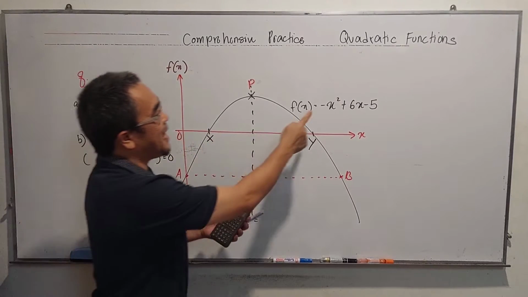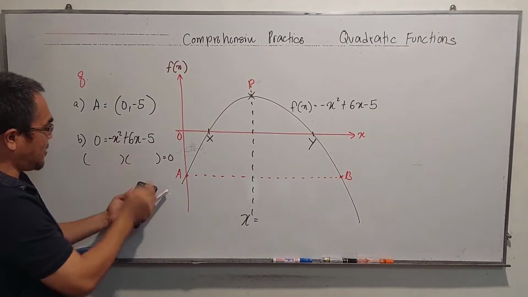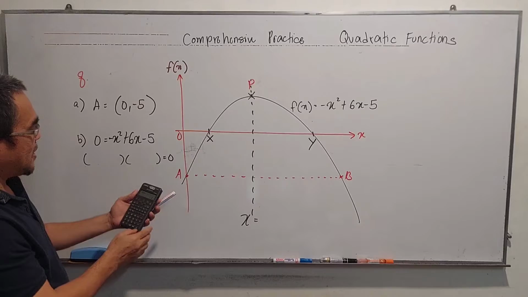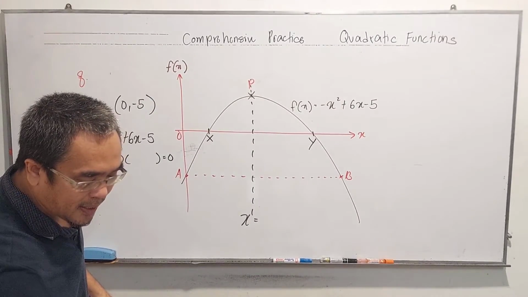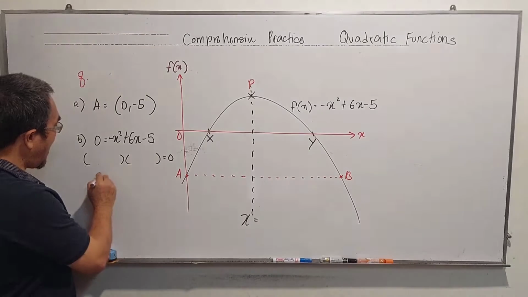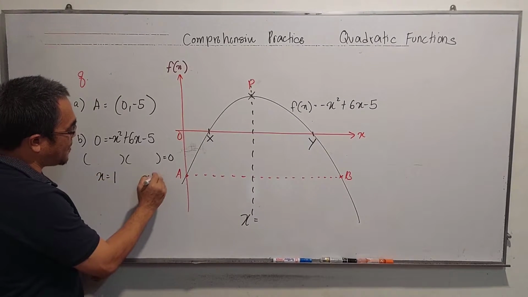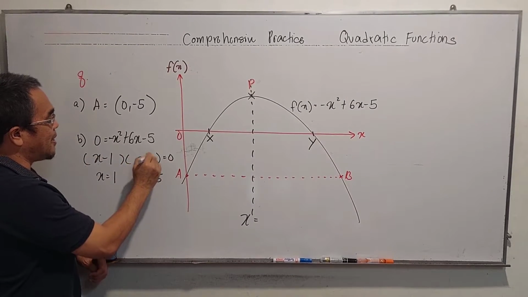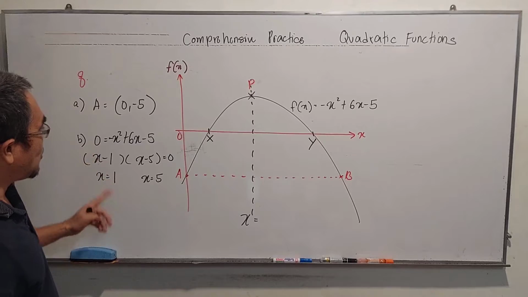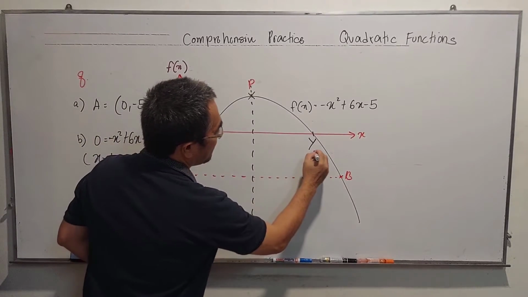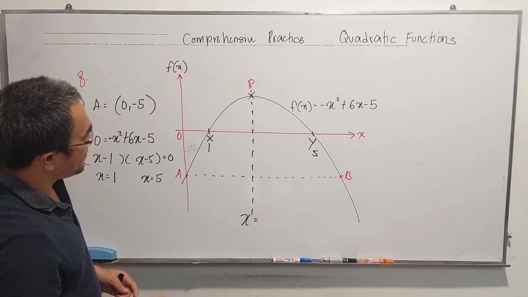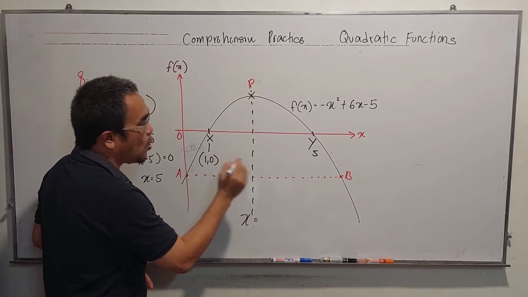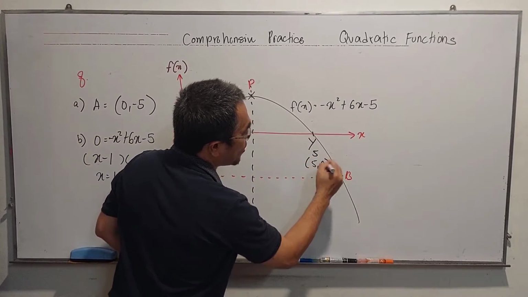And so in this case, A is negative 1, B is 6, and C is negative 5. So the roots are 1 and 5. X will be 1, X will be 5. So it will be x minus 1 and x minus 5. If you are interested to know the coordinates, it will be 1, 0 and 5, 0.